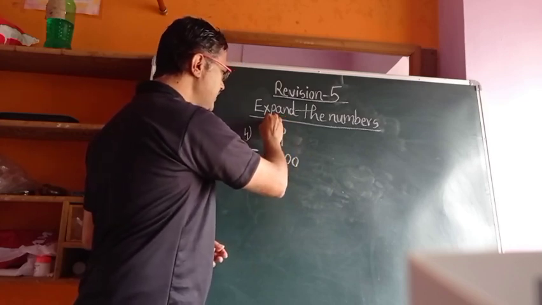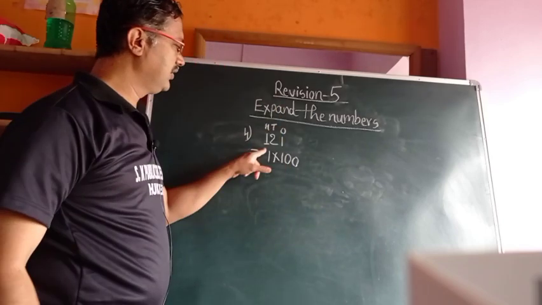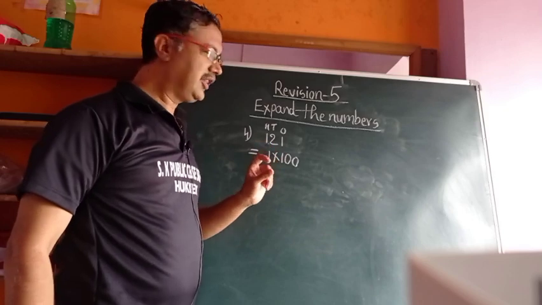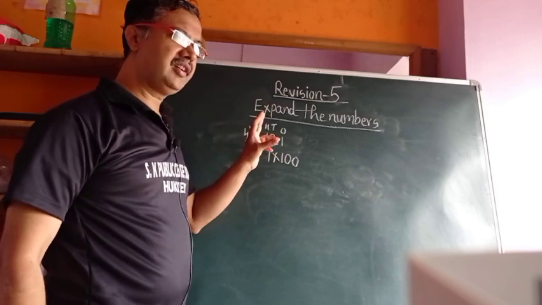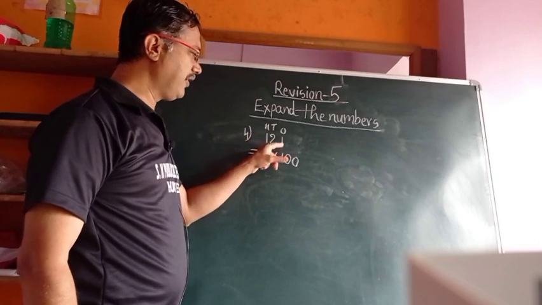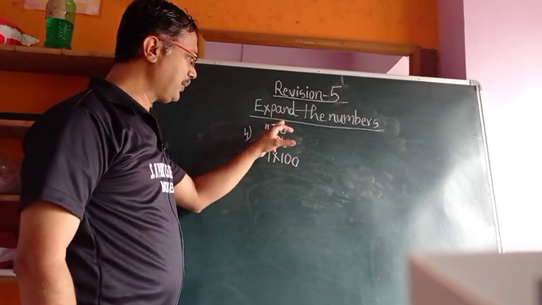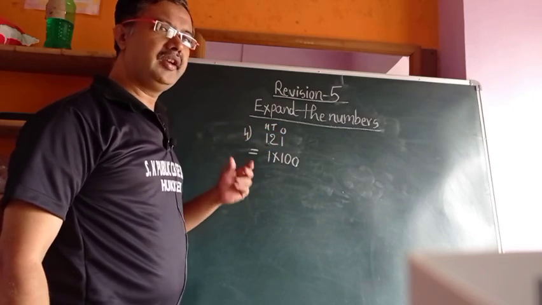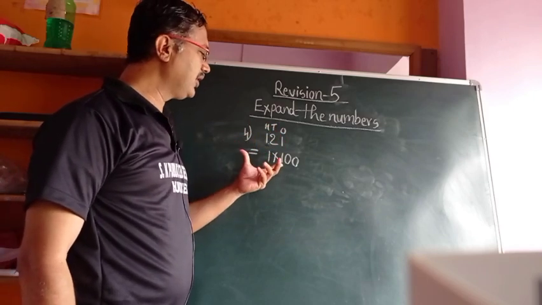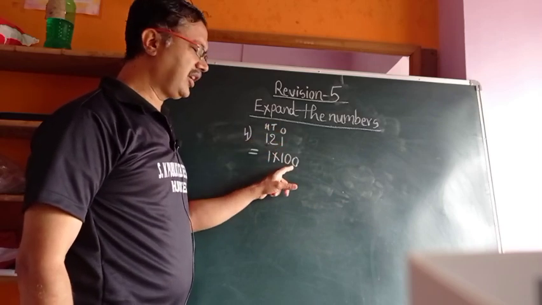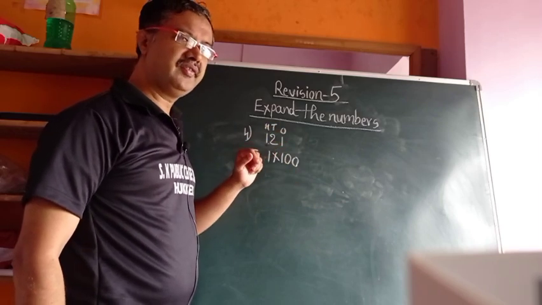Ones, tens, 100. If you want to write this upside, you can write it. Otherwise, for your convenience, I am writing here upside: ones, tens, 100. If you are perfect, then there is no need to write this ones, tens, 100. You can write the direct answer.